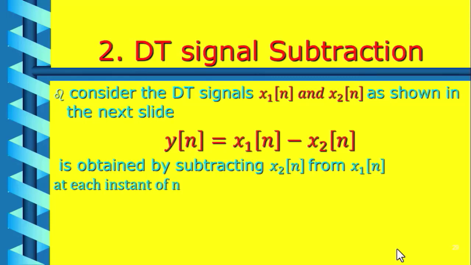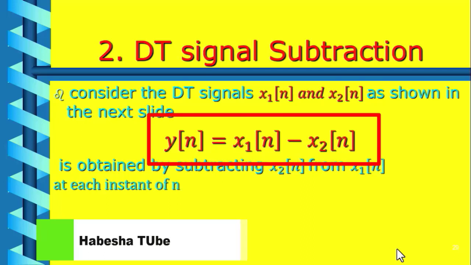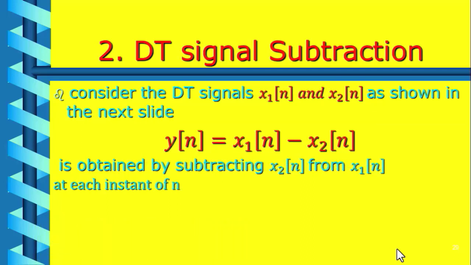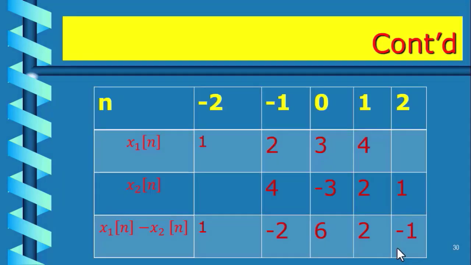Discrete time signal subtraction. Now let's proceed to the second type of operation to be performed on the dependent variable, that is amplitude. This operation is known as discrete time signal subtraction. Consider two discrete time signals, x1 of n and x2 of n, as shown in the next slide. The difference between the two samples, y of n equals x1 of n minus x2 of n, is a discrete time signal subtraction operation. Now let's see this with an example.